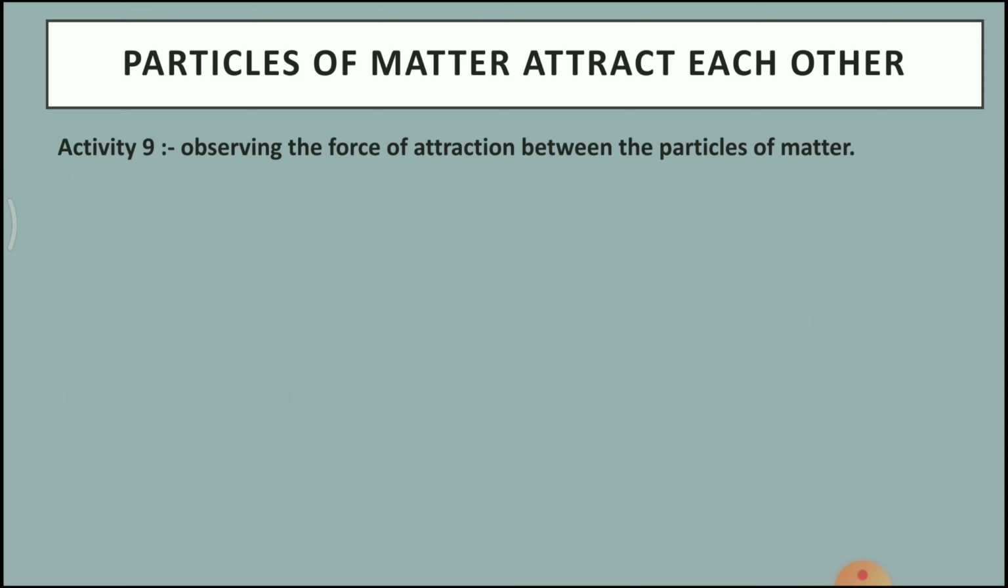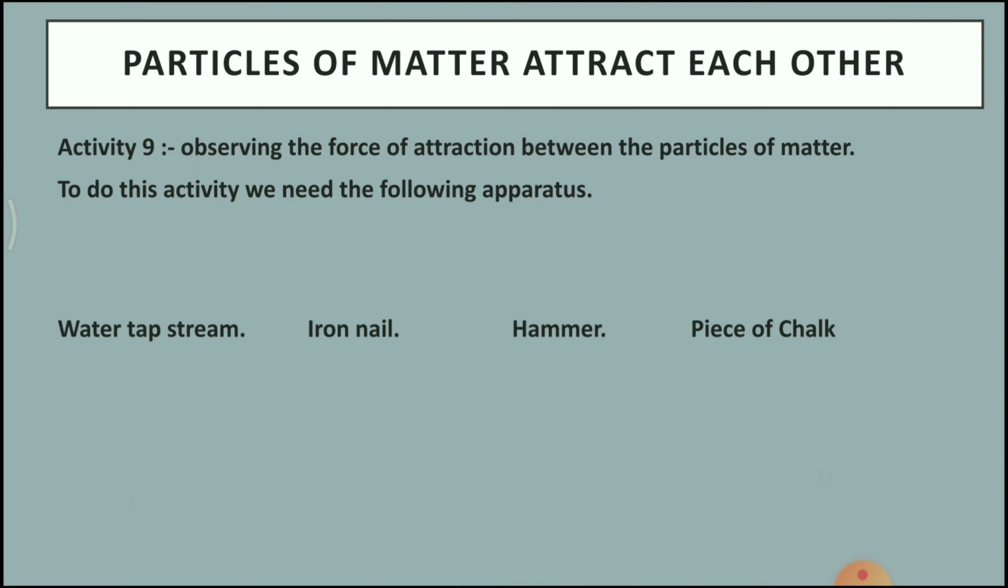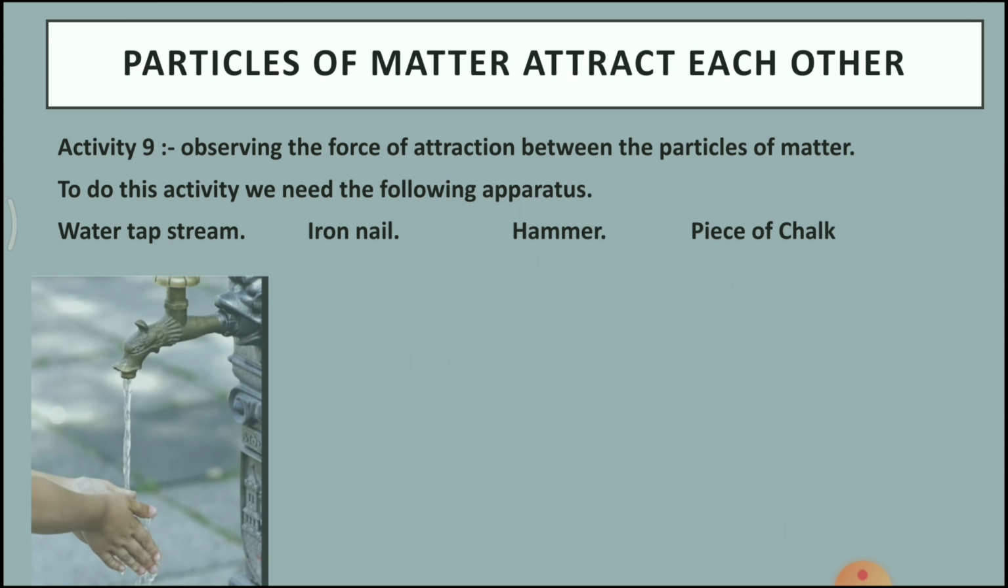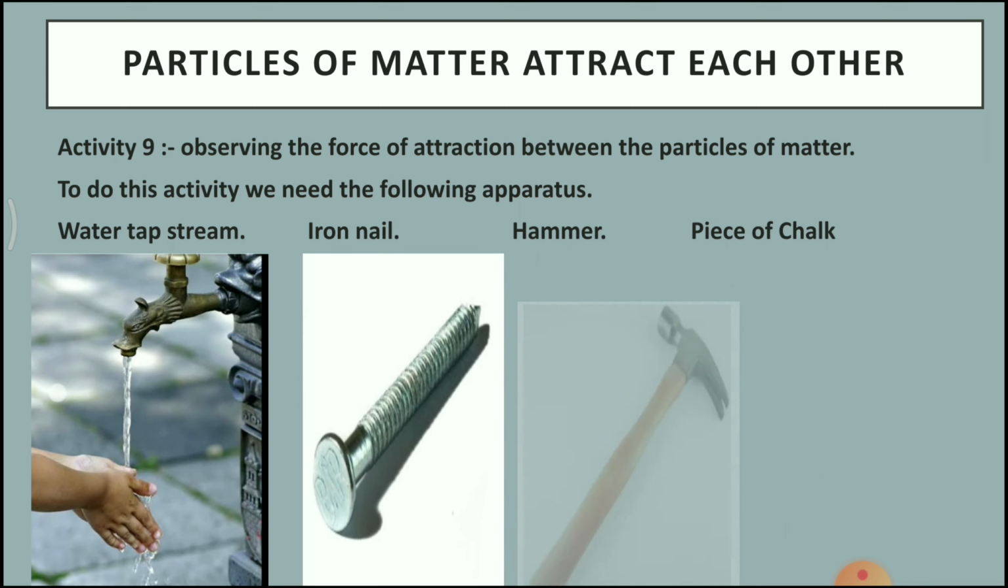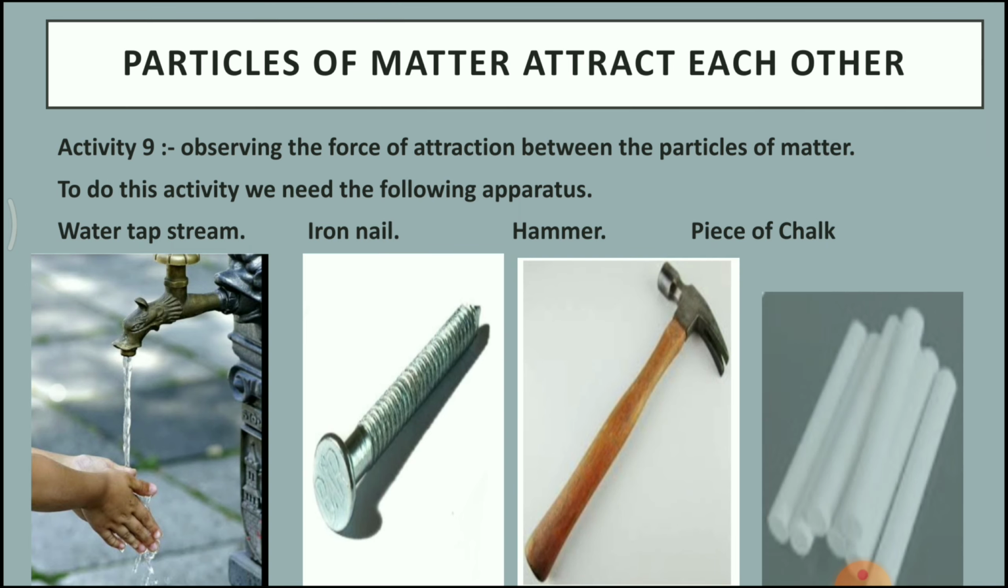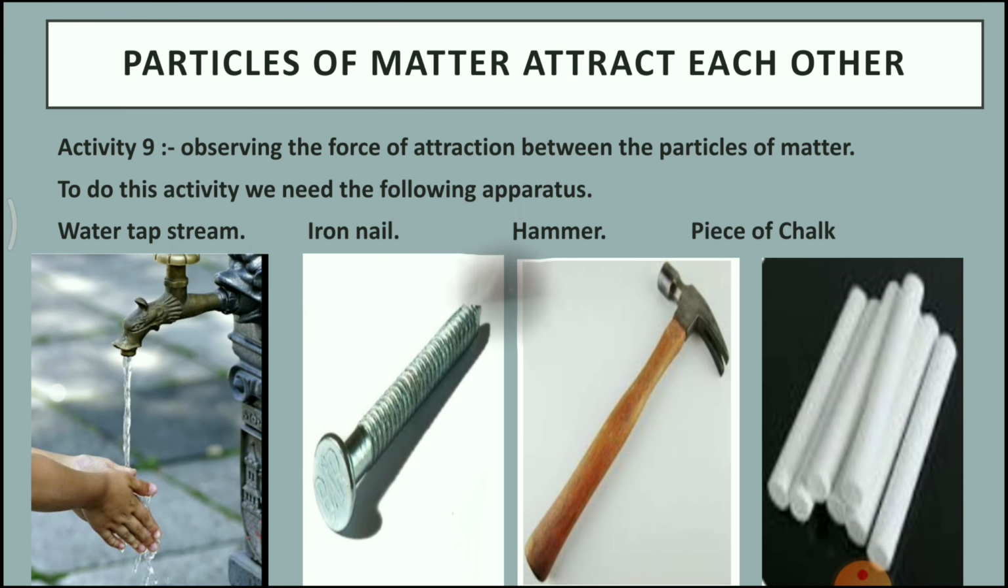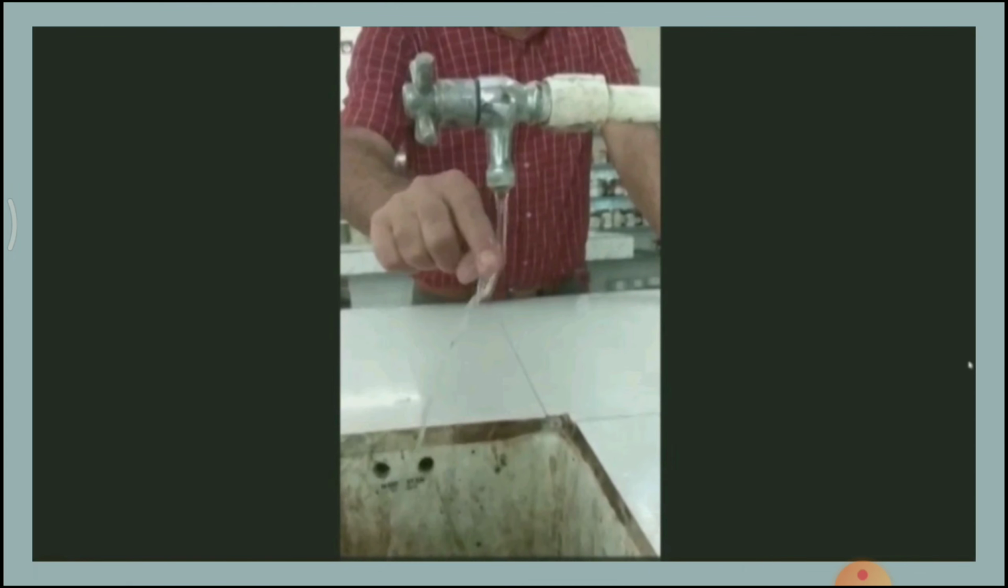Activity 9. Observing the force of attraction between the particles of matter. To do this activity, we need the following apparatus: water tap stream, iron nail, hammer, and a piece of chalk. Let us do the water stream activity. Open a water tap and allow the water to reach the ground.